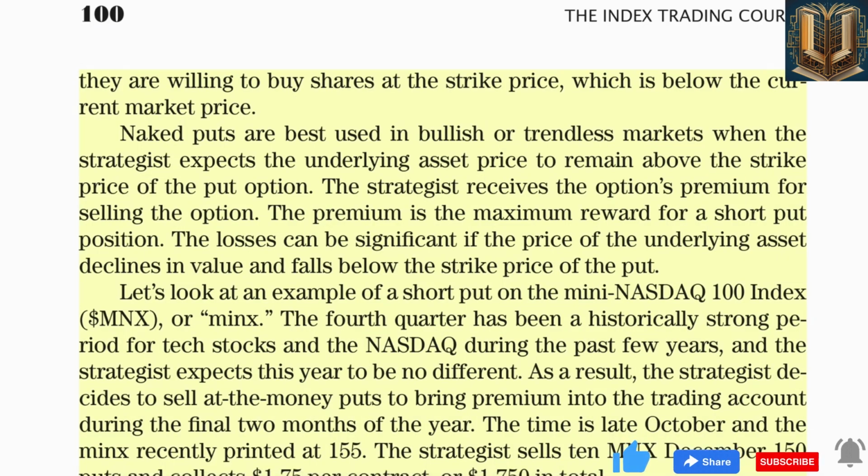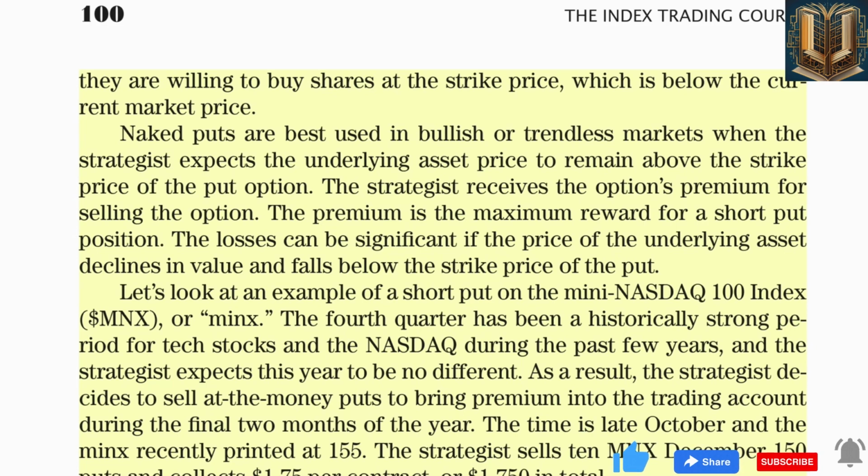They are willing to buy shares at the strike price, which is below the current market price. Naked puts are best used in bullish or trendless markets when the strategist expects the underlying asset price to remain above the strike price of the put option. The strategist receives the option's premium for selling the option. The premium is the maximum reward for a short put position.